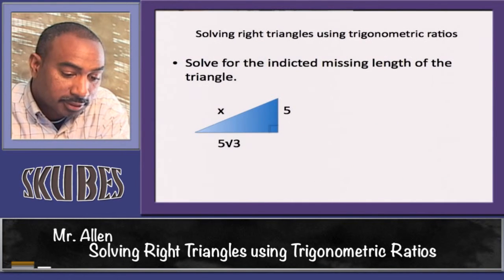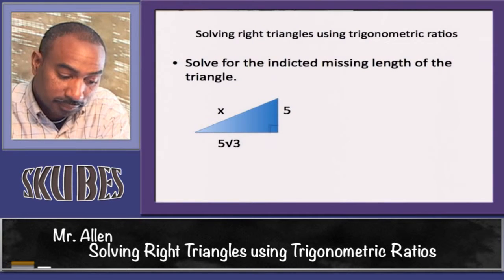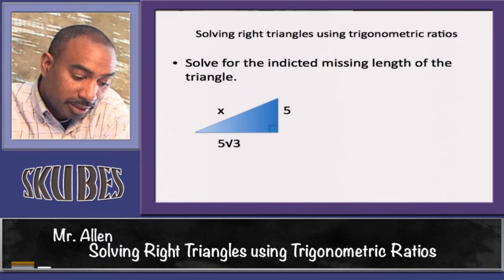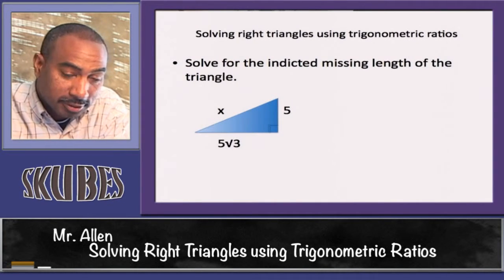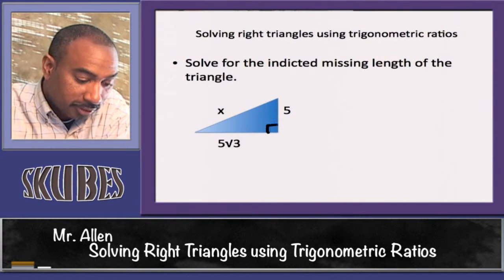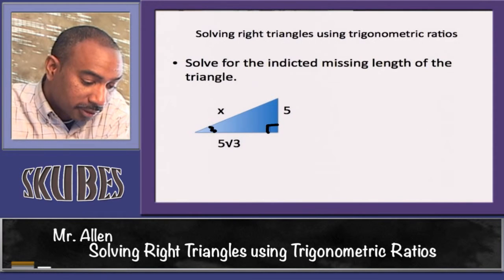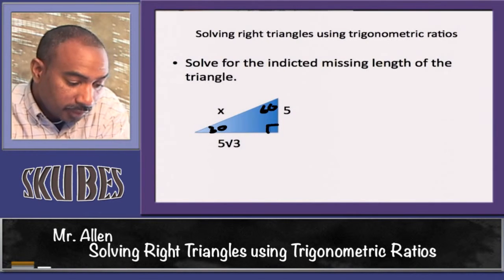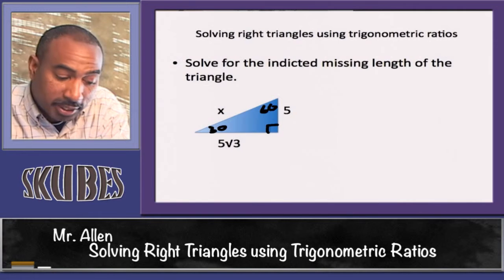Solve for the indicated missing length of the triangle. Well, I see a radical 3 down here, so that tells me this is a 30, 60, 90 triangle. Right, this is already marked 90 degrees, so I know this has to be 30, 60. So that means this is 30. This is a long leg. That's 30 degrees. That's 60 degrees. And I want to know what the missing length is, and that's on the hypotenuse.